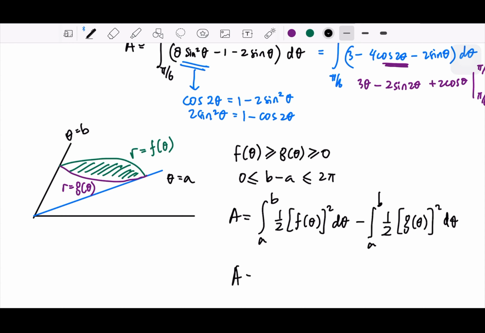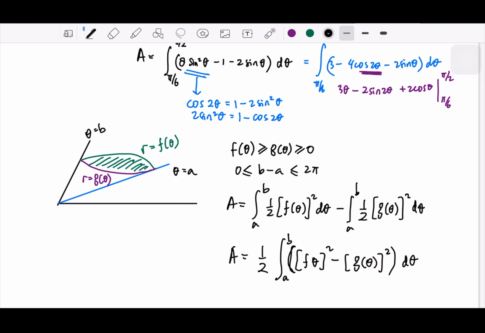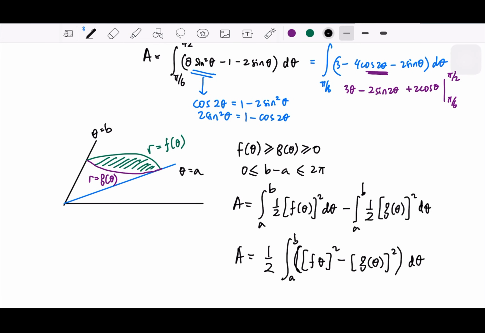or we can write all in one term. So generally we can write like this one.